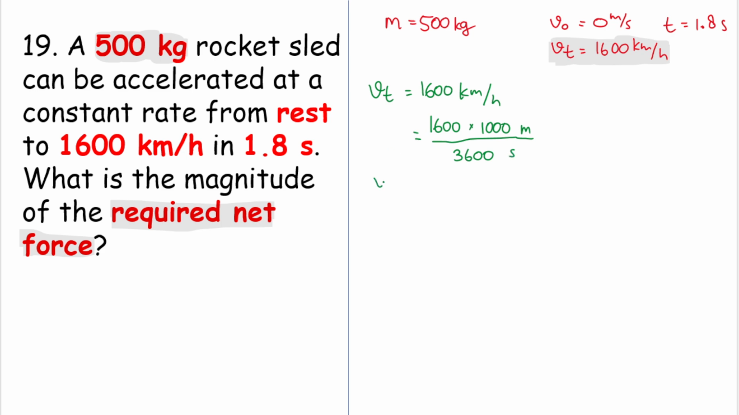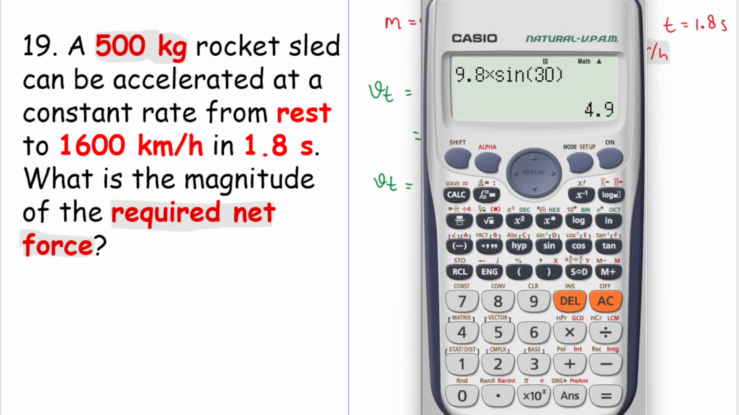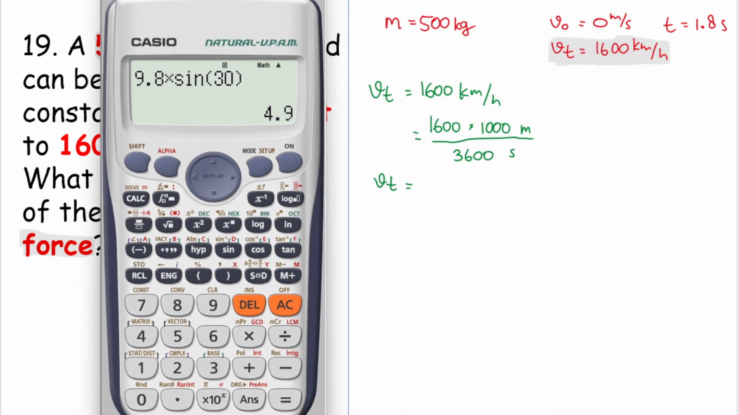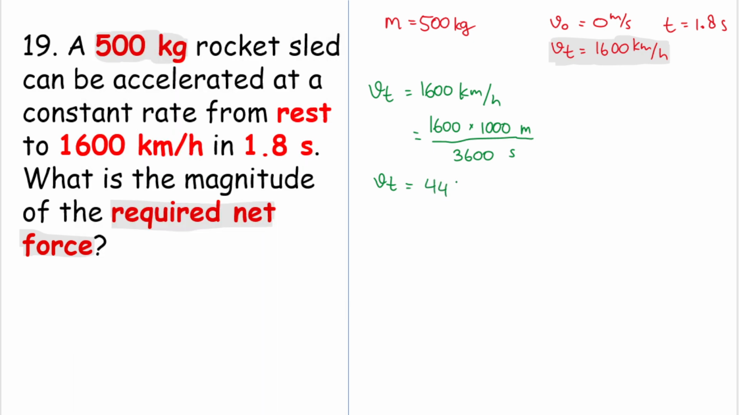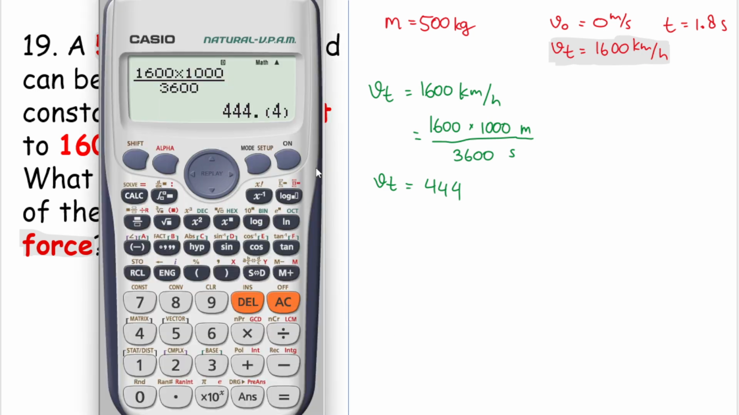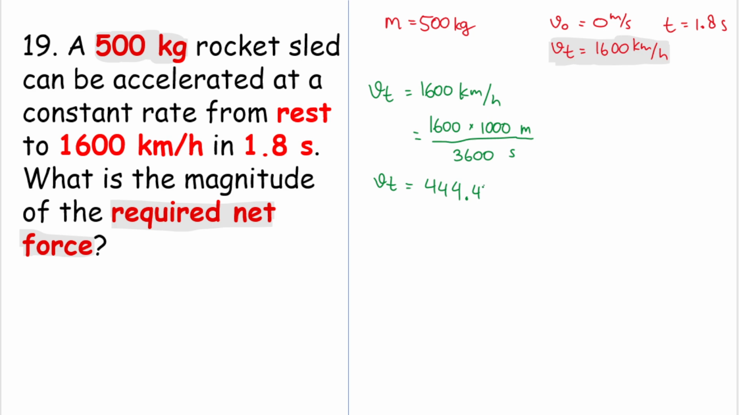Okay, and we will have our Vt here. I think that will be the job of our calculator, right? So we will have 1600 multiplied by 1000 and then divided by 3600. Okay, and that will be 444.44. I think this will be better. So I have 444.44 meter per second.